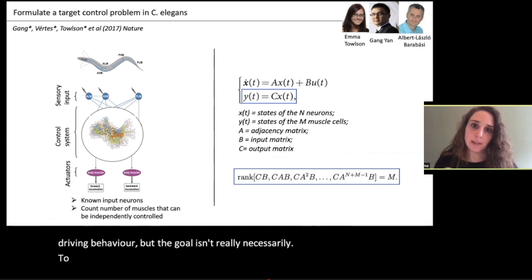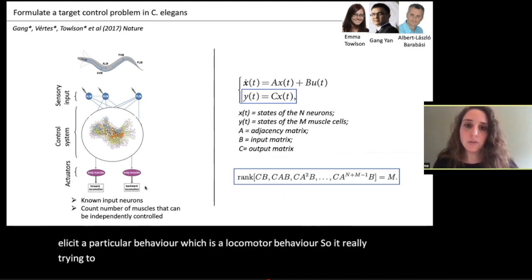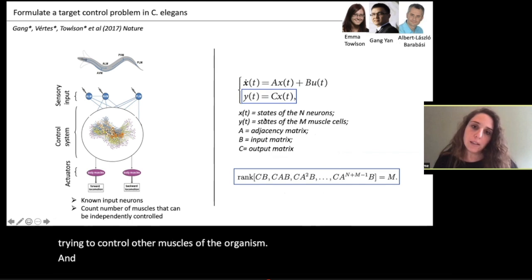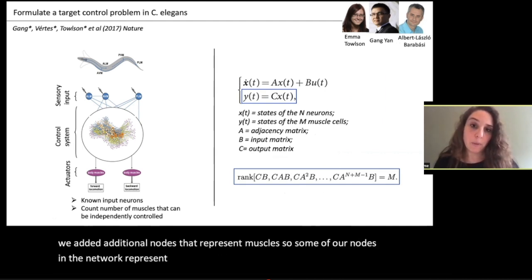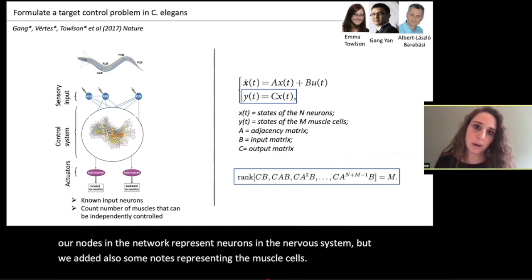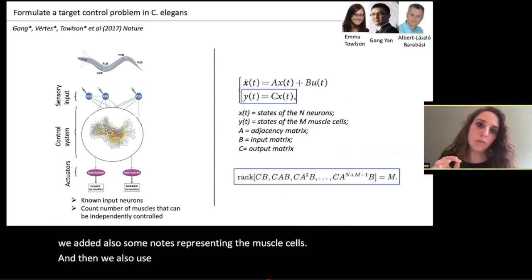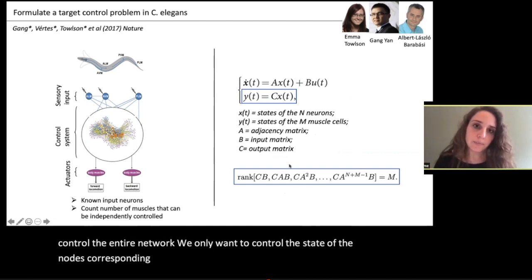Instead, we just want to elicit a particular behavior, which is a locomotor behavior. So what we're really trying to control are the muscles of the organism. And so for that reason, we made two modifications to the framework. Firstly, we added additional nodes that represent muscles. So some of our nodes in the network represent neurons in the nervous system, but we also added some nodes representing the muscle cells. And then we also use a target control framework. So instead of wanting to control the entire network, we only want to control the state of the nodes corresponding to muscles. And that also modifies the controllability criteria.